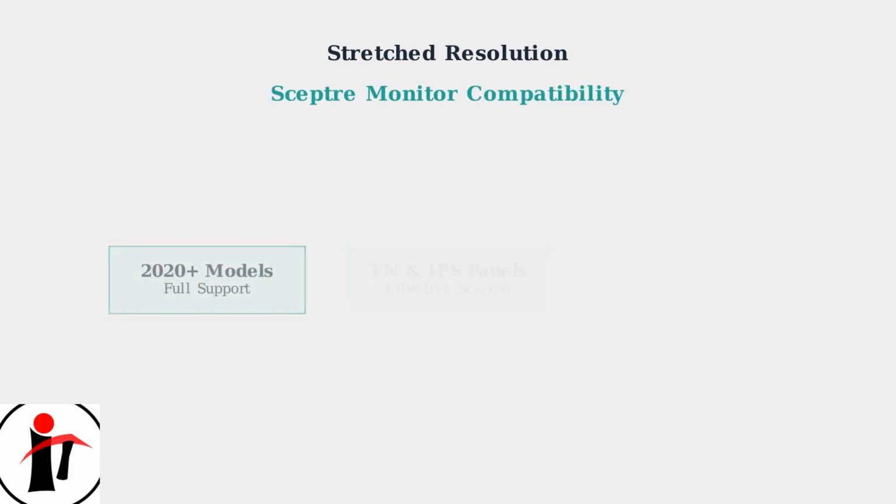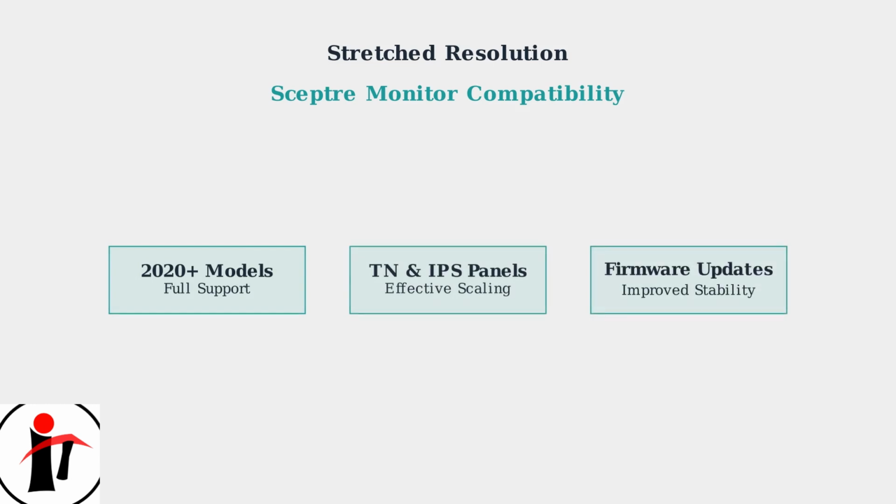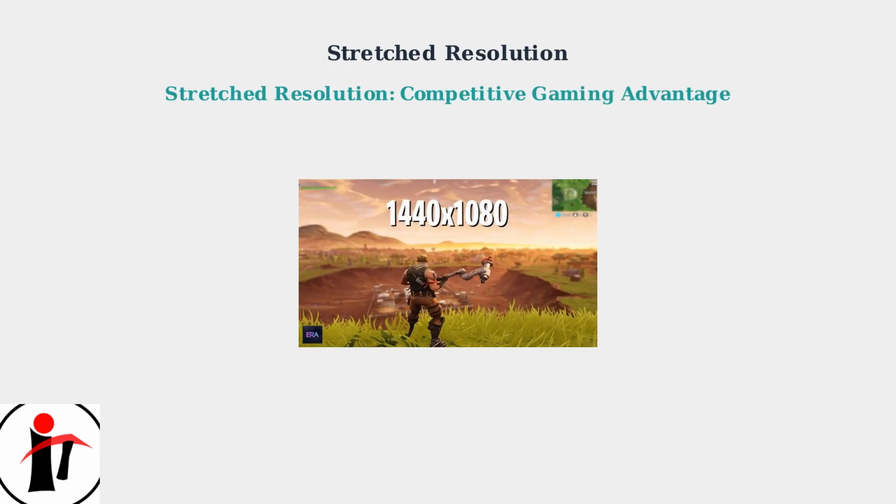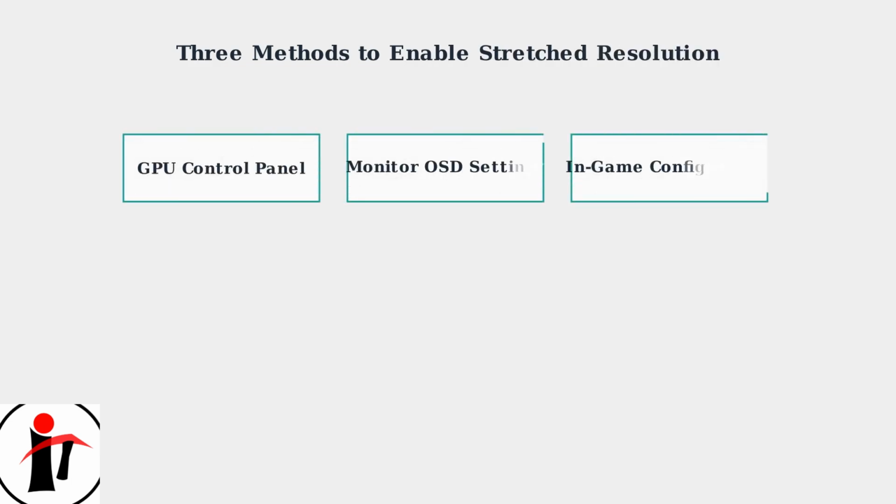Most Sceptre gaming monitors manufactured from 2020 onwards support custom resolution scaling. Recent firmware updates have significantly improved stretched resolution stability. Whether you're playing Counter-Strike, Valorant, or Fortnite, stretched resolution can provide that competitive edge by making targets more visible and easier to track. There are three primary methods to implement stretched resolution on your Sceptre monitor. Each method offers different advantages depending on your specific setup and preferences.